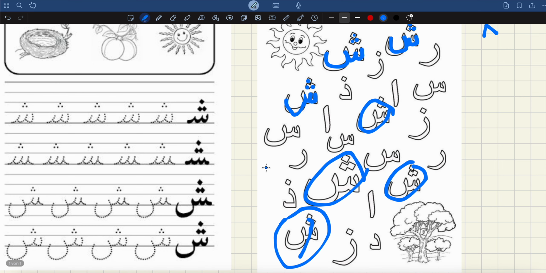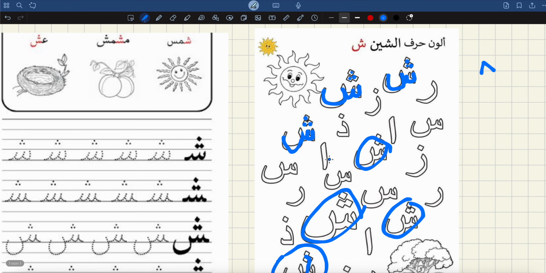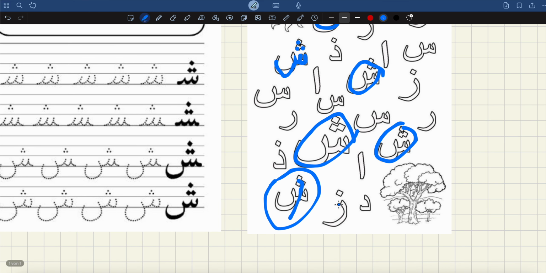because of the time. Now, what's the letter here? This is Ra. This is Zay. Dal. Alif. Sin. Ra. Sin. This is Shin. Zay. Ra. And Dal and Zay and Dal.